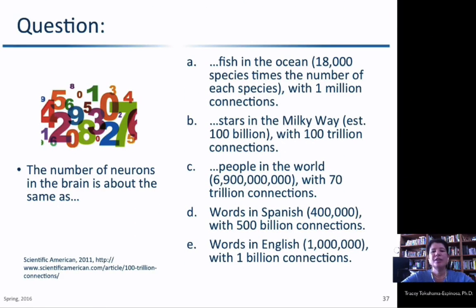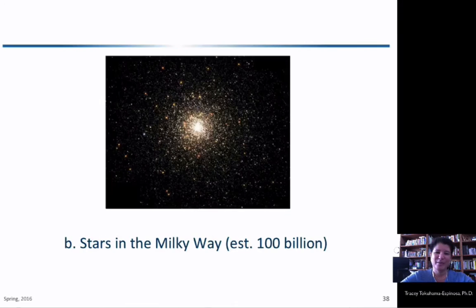The number of neurons in the brain is about the same as, now here we're going to get into the neurophysiology, so let's think about the numbers here. Is it the same as the number of fish in the ocean? Is it the same as the number of stars in the Milky Way? Is it the same as the number of people in the world? Is it the same as the number of words in Spanish or the number of words in English? I think most of you have heard this sort of in the popular press, but it's very much the Milky Way, with about 100 trillion connections between the neurons.